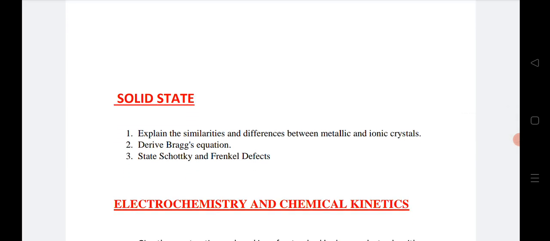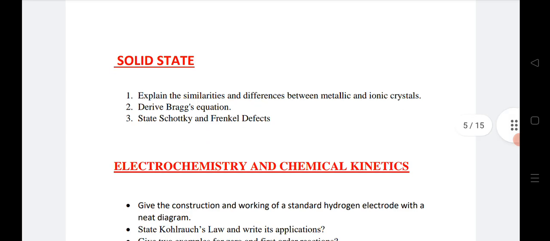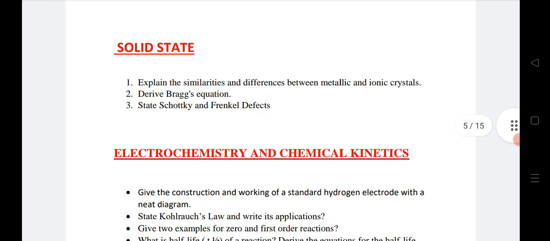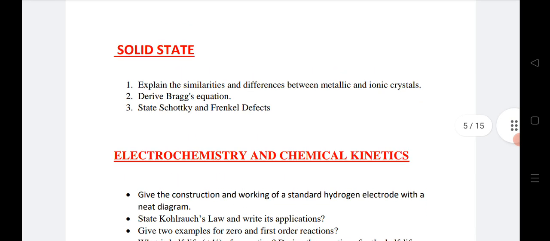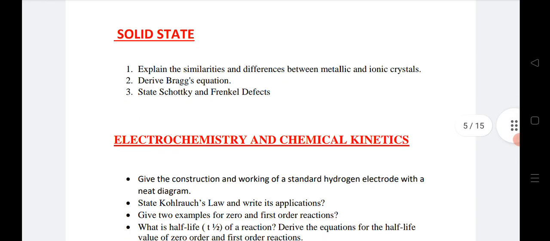So we have given 3 SAQ questions. Sometimes Schottky defect and Frenkel defect are asked for 2 marks, or sometimes they may be asked together for 4 marks. Similarities between metallic and ionic crystals, and Bragg's equation is a very important question. Many times Bragg's equation has come in the question paper.